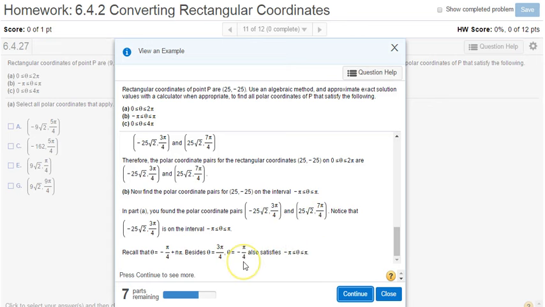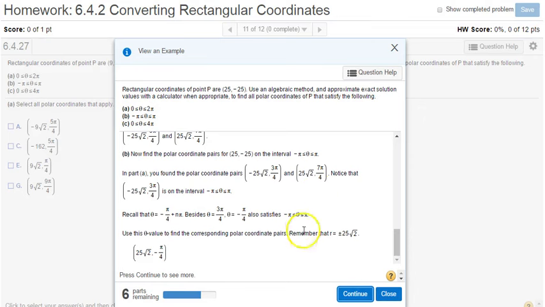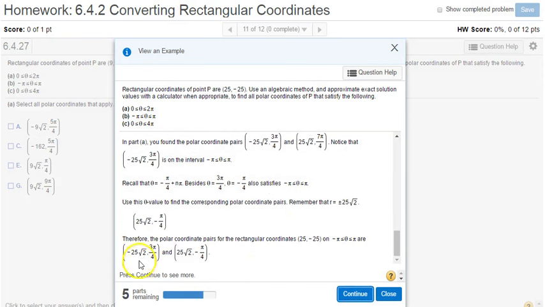7 pi over 4 and negative pi over 4 are the same angle. So we're basically just going to replace the 7 pi over 4 value with negative pi over 4 instead. And then we still have the other coordinate that already fell in the right interval. So negative 25 square root of 2, 3 pi over 4, and 25 square root of 2, negative pi over 4. So now we still have two coordinates that match the given specified domain on this one.